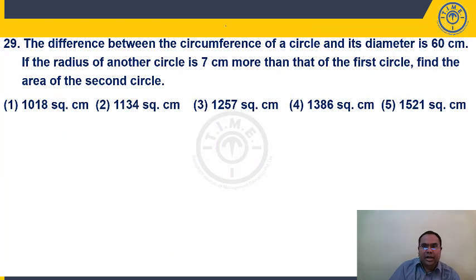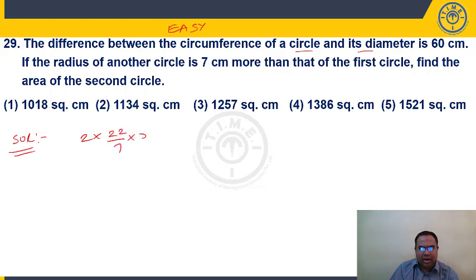29th question. This is an easy question, students, based on mensuration. The difference between the circumference of a circle and its diameter is 60 centimeters. What is the circumference of a circle? 2 pi r, 2 into 22/7 into r, minus diameter, which is 2 times the radius. The difference is 60. Take 2r common.